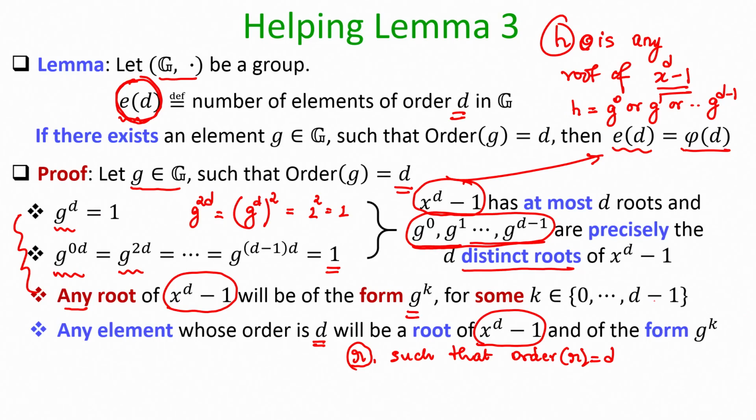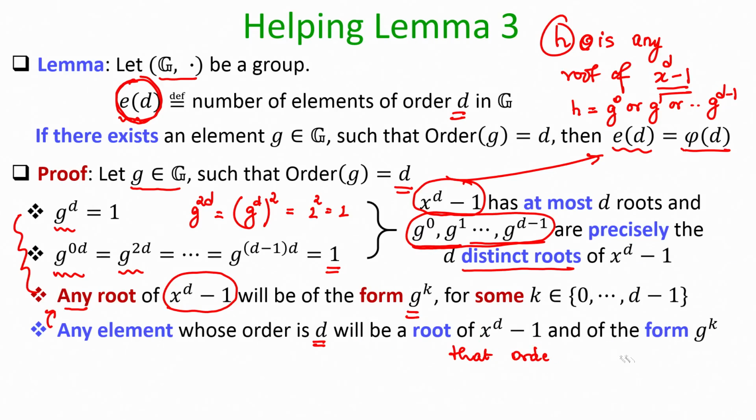In the same way, if R is an element different from g and its order is d as well, then R is also going to satisfy the polynomial x^d minus 1, and so on. But I already argued here that if you take any root of the polynomial x^d minus 1, it is related to the element g, namely it has to be of the form either g^0 or g^1 or g^2 or some g^k.